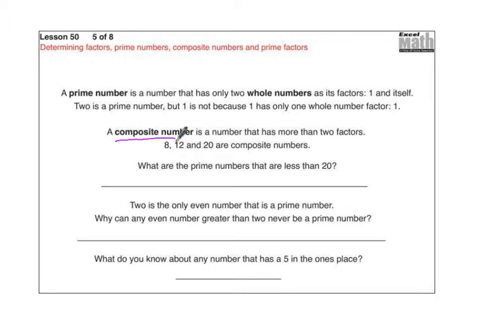A composite number is the opposite. It's a number that has more than 2 factors. 8 is a composite number, 12 is a composite number, and 20 are composite numbers. What are the prime numbers that are less than 20? Let me show you how to do this.